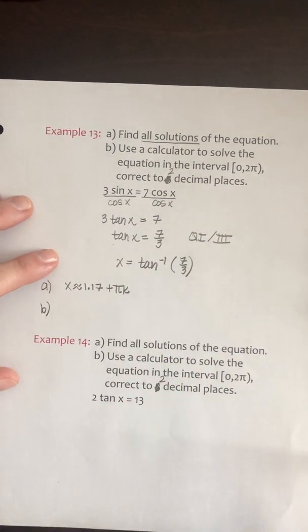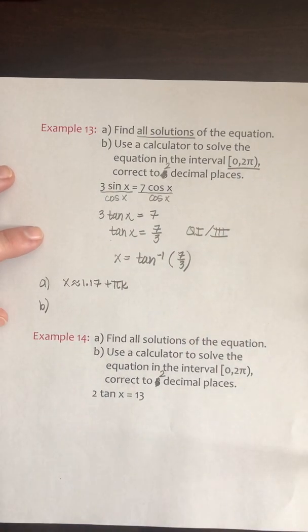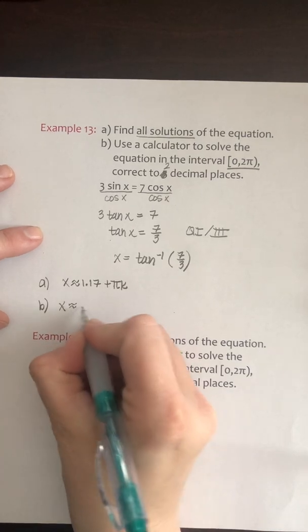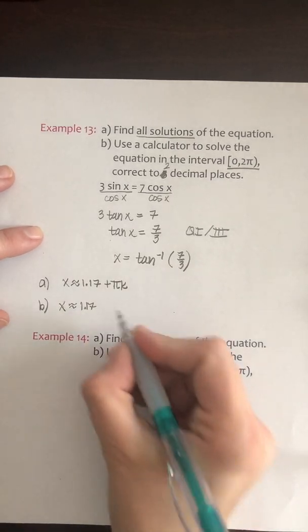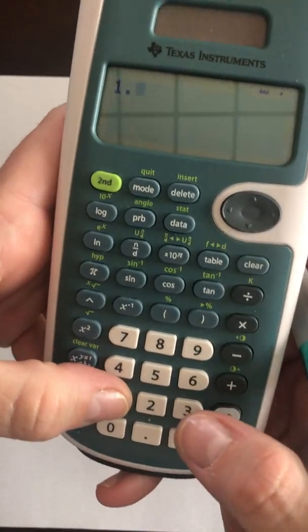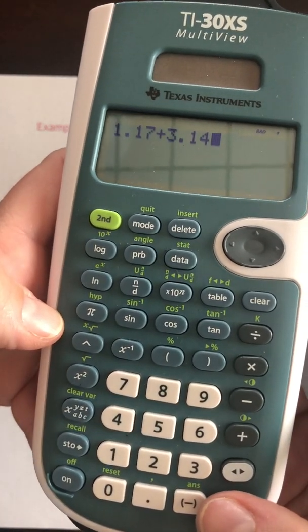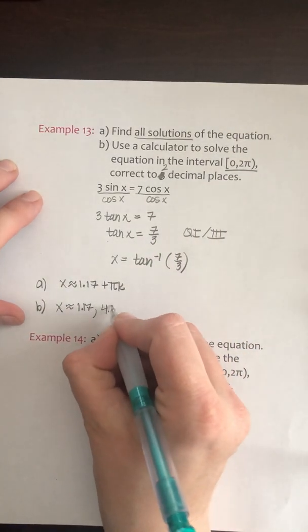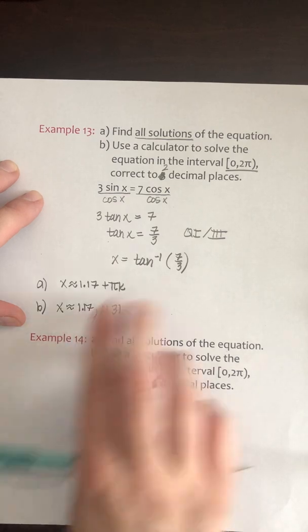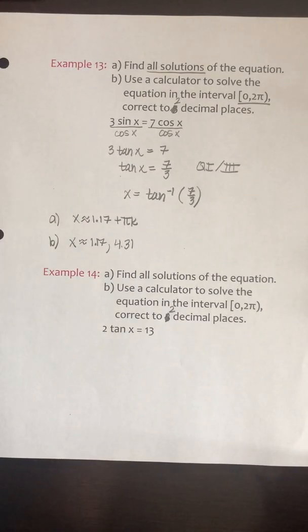But for B, we specifically only want the solutions that are within going around a circle one time. So we already have our quadrant 1 answer, 1.17. Now I need the quadrant 3 answer. So I'm going to take my 1.17 and add 3.14 to that because I'm adding pi to get to quadrant 3, and that turns into 4.31. And those are my two specific answers if I were to go around the circle only one time. So hopefully you see the difference between those two.